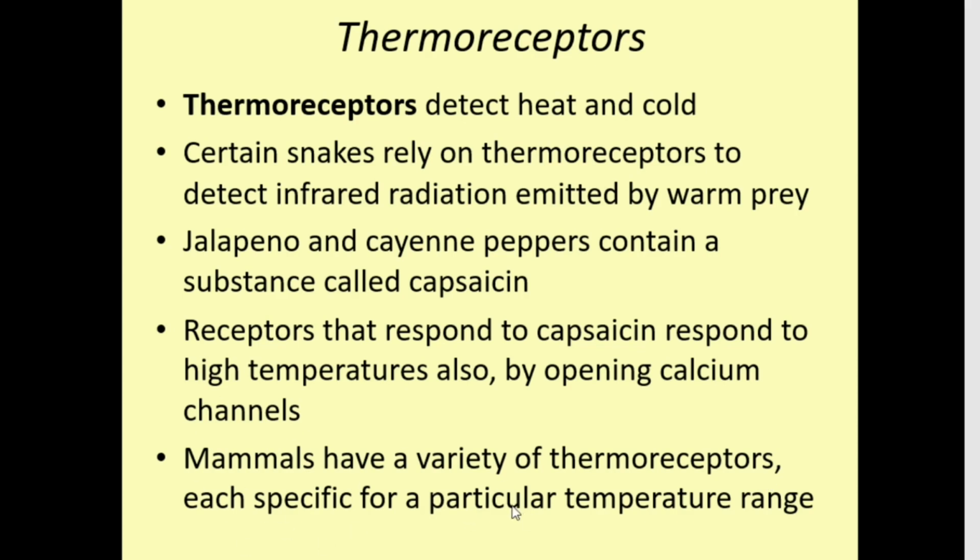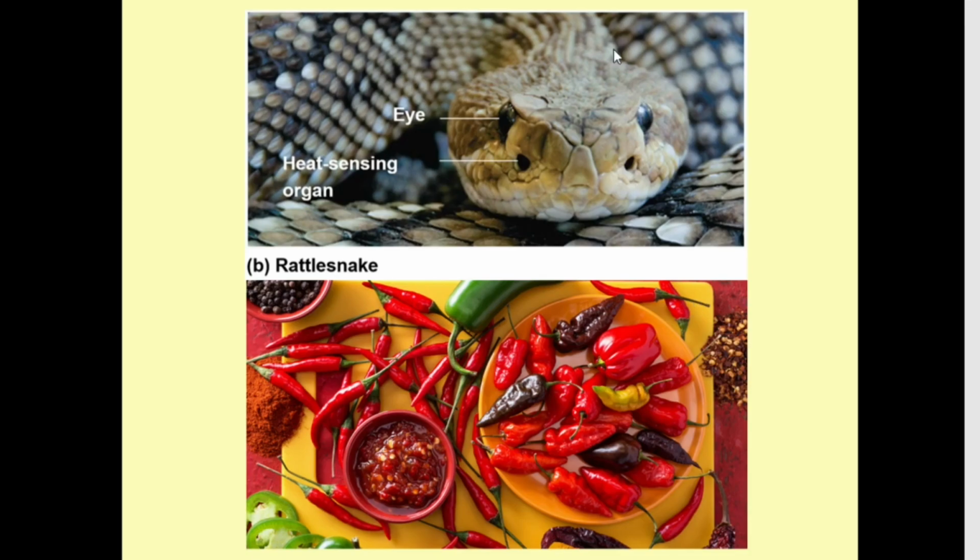So as mammals, we have a variety of thermoreceptors, each specific for a particular temperature range. So these can be quite complex. So here are the heat sensing organs within this viper, and then obviously lovely chilies. Based on that, we really shouldn't like the heat that comes from chilies, but clearly a lot of people really do. And there's some interesting research going into that.